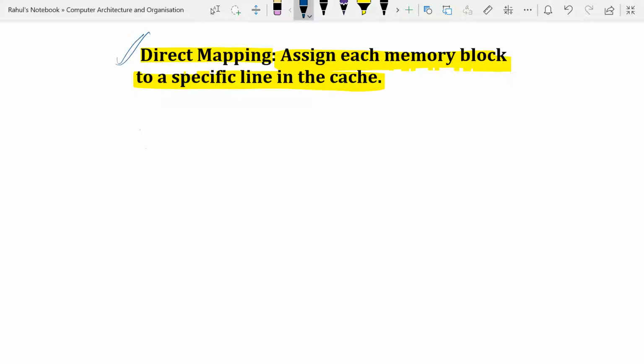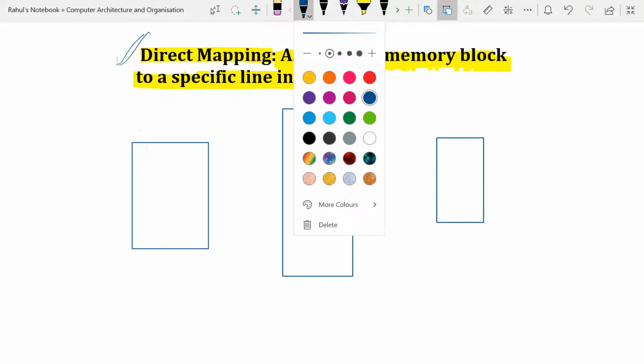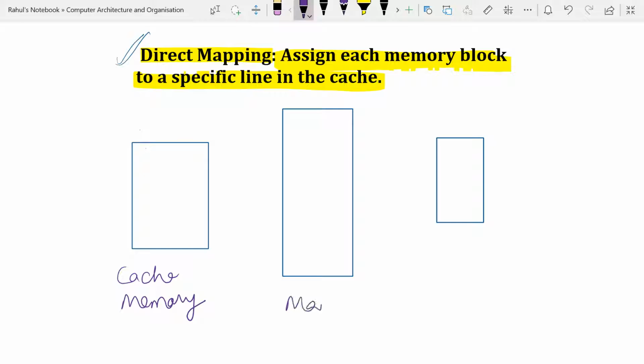To understand the concept of direct mapping, suppose it is our cache memory. Okay, I am representing it, and suppose it is a main memory, and suppose it is your process, or you can say that secondary memory. Okay, now it is your cache memory. Okay, it is your main memory, and it is your process.